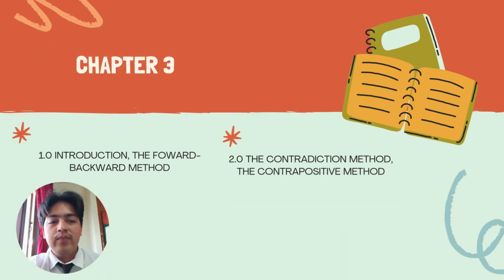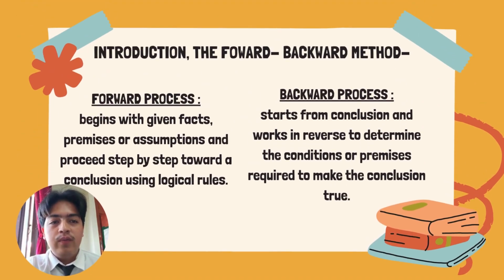For chapter 3, we have 1.0, which is the introduction, and the forward and backward method. For 2.2, we have the contradiction method and the contrapositive method. For the forward process, it begins with given facts, premises or assumptions, and proceeds step by step toward a conclusion using logical rules. The backward process starts from a conclusion and works in reverse to determine the conditions or premises required to make the conclusion true.